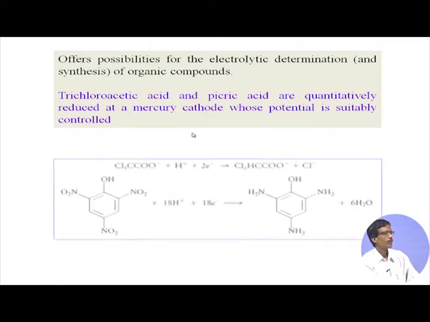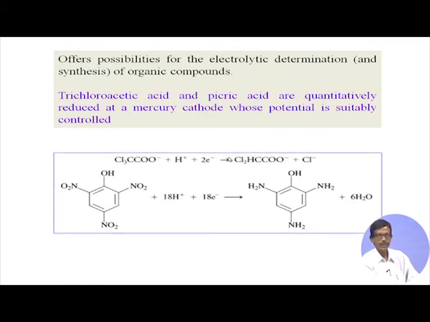That means, if you have a substrate like trichloroacetic acid, which should be reduced by 2 electron 1 proton transfer, it will give you the corresponding species, dichloroacetic acid. This dichloroacetic acid is produced due to the breakage of the C-Cl bond. So, the C-Cl bond is being removed as chloride comes out from the trichloroacetic acid.